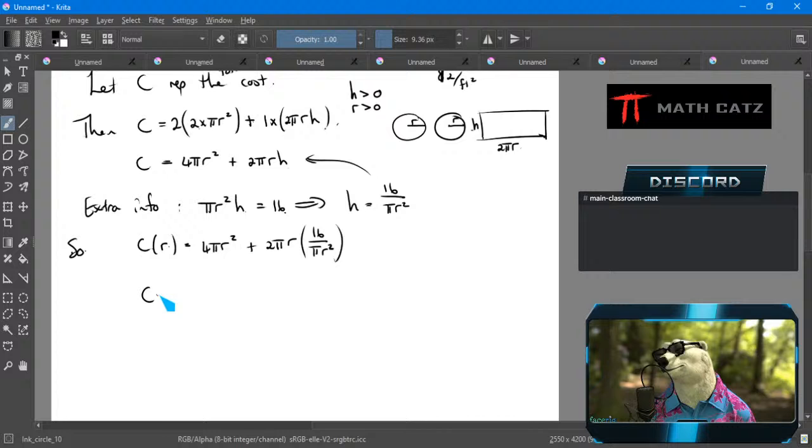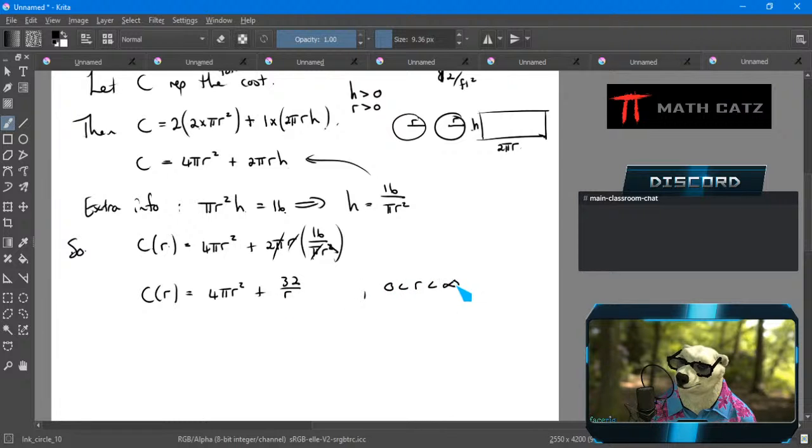I want to clean this up a little bit. I'm going to leave my 4 pi r squared alone. This pi cancels with that one, 1 r cancels with that one, and I have a 32 over r. That's actually not bad. And like before, r is just going to have a standard practical restriction. Can't actually meet those endpoints, but we do need to consider it. So that's not bad at all. This is a pretty okay function, actually.